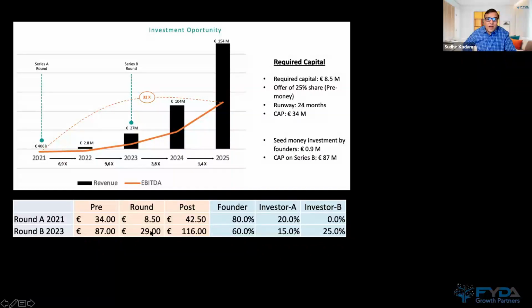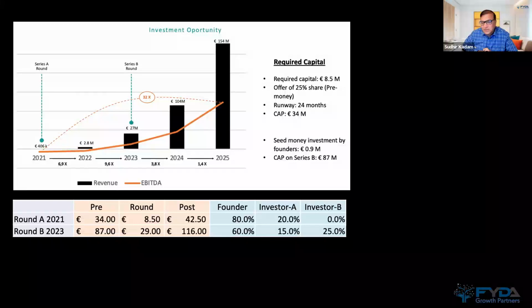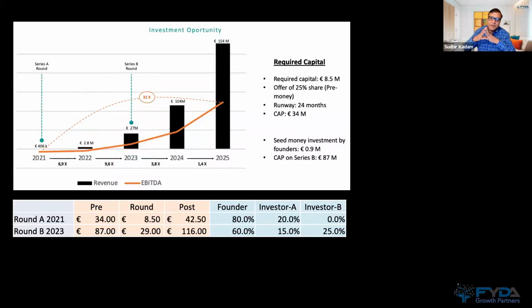Now, if I raise 29 million in round B, my post money will be 116 million. Typically, in the next round, your Series B, the investors will want to take about 25% of the company. Usually Series A rounds are 20% up, Series B rounds are 25% up, and so on. But it's not always the case, because there are unicorns where such percentages do not work.